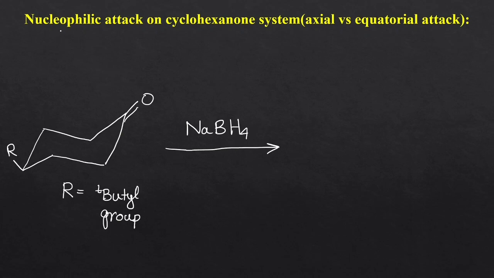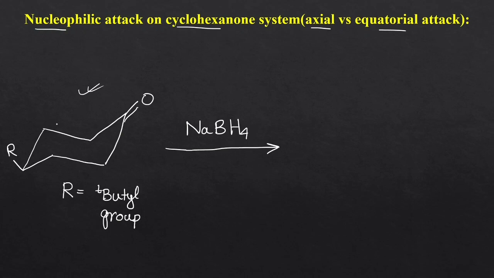Welcome to Canvas tutorial. And today I am here with a very important topic, which is not only important from your NET and GATE perspective, but also sometimes in interview you will find question from this topic. That is nucleophilic attack on the cyclohexanone system. You can see over here. Which attack is preferentially happening, axial attack or equatorial attack?